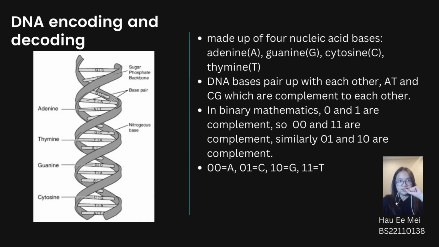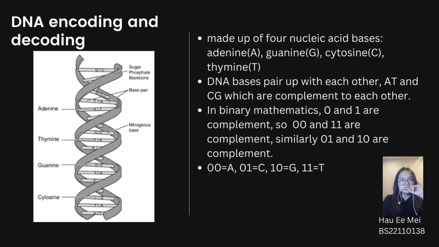So in DNA encoding and decoding, the information of DNA is made up of 4 nucleic acid bases: adenine, guanine, cytosine, and thymine, denoted as A, G, C, T respectively. These DNA bases pair up with each other, A with T and C with G, which are complements of each other. In binary mathematics, 0 and 1 are complements. So 00 and 11 are complements, and similarly 01 and 10 are complements also.